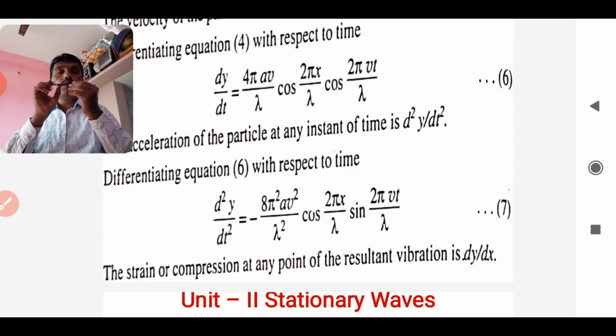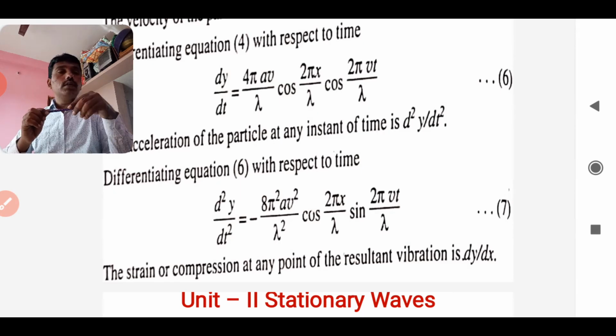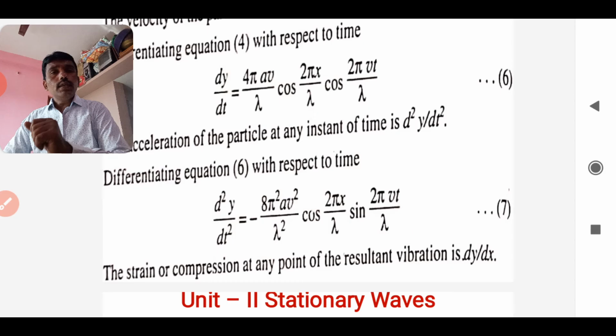But as far as longitudinal waves are concerned, it is the to and fro vibrations of the particles, forward and backward. That means in the direction of the propagation of the wave. And that's why in this case the compression and rarefaction is going to be affected. That we have already seen in detail in the wave session. So in this case, the compression part or the strain part at any point is nothing but the dy by dx relationship.